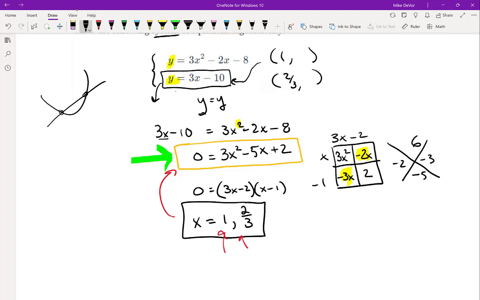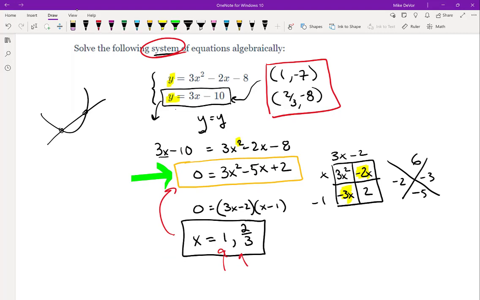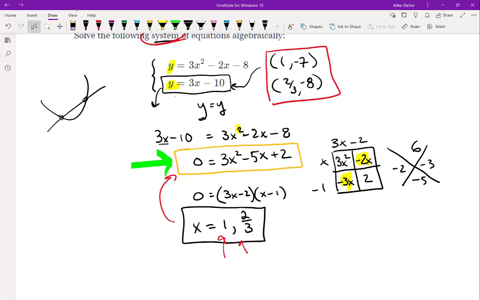I plug 1 into that, and 3 minus 10 is a negative 7. Then I plug 2 over 3 into this one, and the 3s would cancel. 2 minus 10 would be negative 8. These are our points of intersection, and these are our solutions to the system. Before we roll away from here, I want to make sure you understand that this was just a tool that we used to find this. It really has no relationship to this at all.